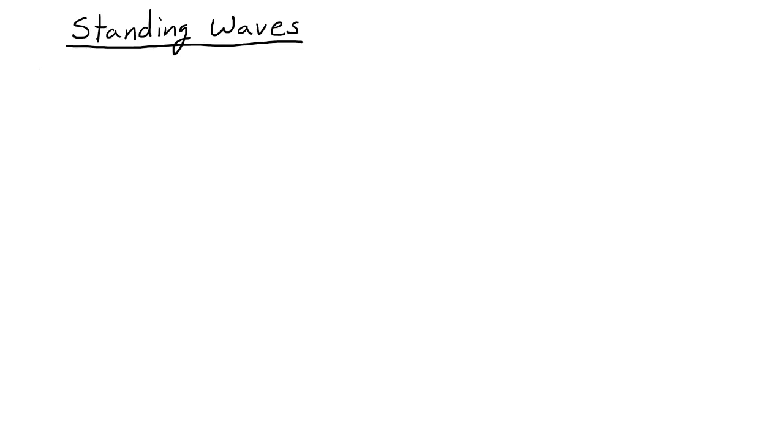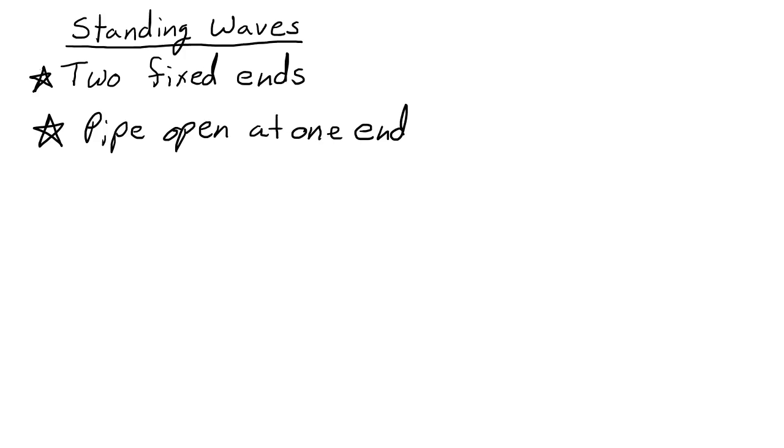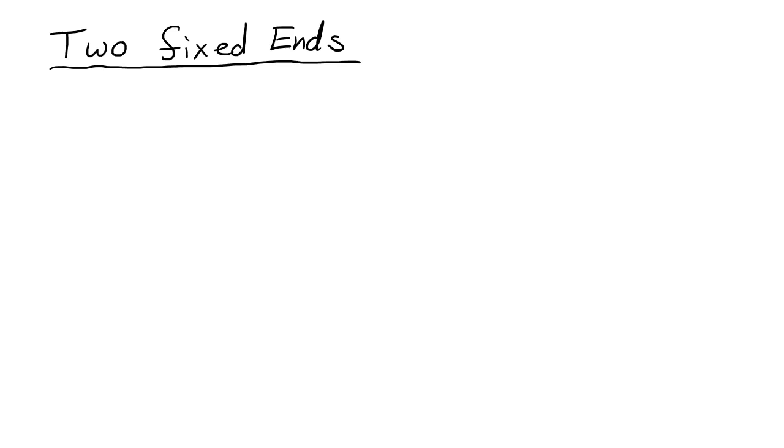In this video, we're going to discuss how standing waves form in three different situations: on a string with two fixed ends, in a pipe with one side open and one side closed, and in a pipe open at both ends. We'll start with the situation where we have two fixed ends.